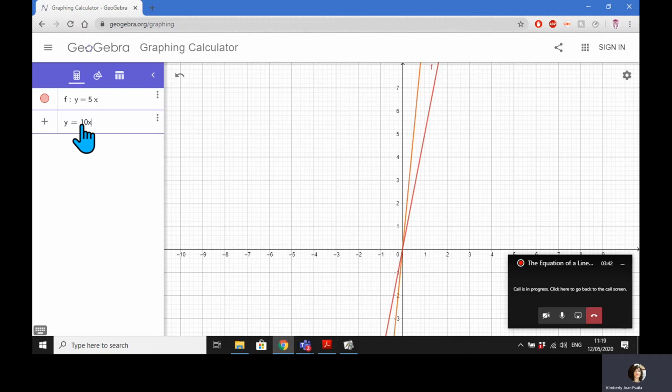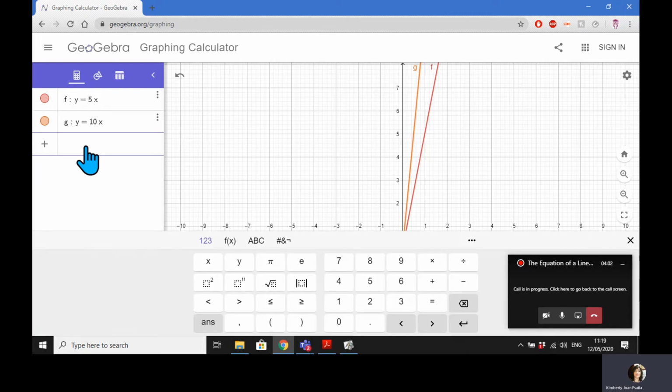So what do you notice here? Whenever you increase the value of your gradient, the more steep the line becomes. This has a gradient of 5 and this has a gradient of 10. Let me add another example. For example, I have a line with a gradient of 20. So y equals 20x. What do you notice here? This line is more steep than these two lines.